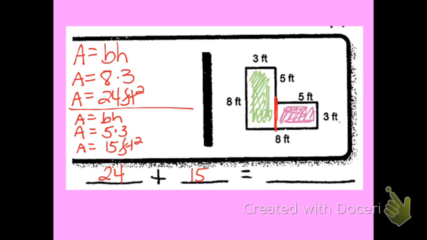Write those at the bottom, 24 and 15. Okay, then we're going to add those two together. What are we going to get? 39. Very good, 39. And it is in feet squared. 39 feet squared. Okay, you see it? Yes, no, maybe.